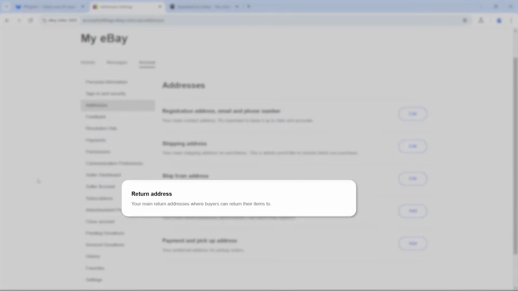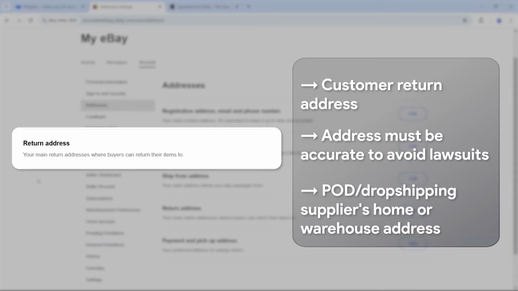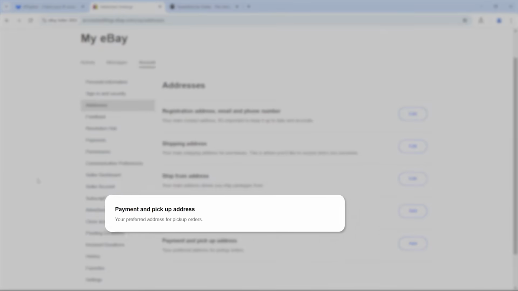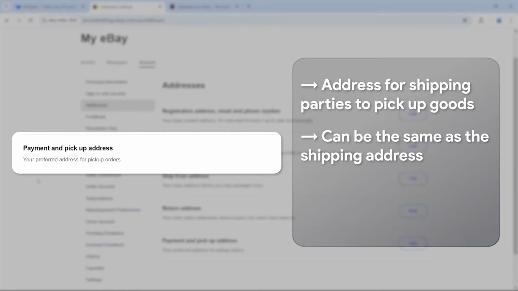Next is the return address. This address must be accurate to avoid customer complaints for not being able to return the product. This address can be yours, a third-party warehouse, or a pod/dropshipping provider's address. Finally, the pickup address. This is where the shipping companies like USPS, FedEx, etc., come to pick up the goods for delivery to customers. If you ship the goods yourself or use a fulfillment service, this address may be the same as the shipping address.